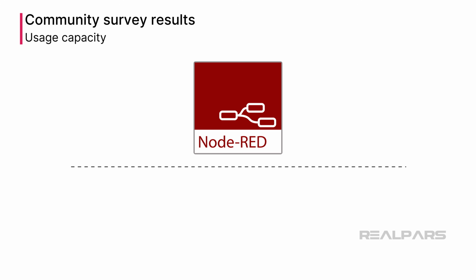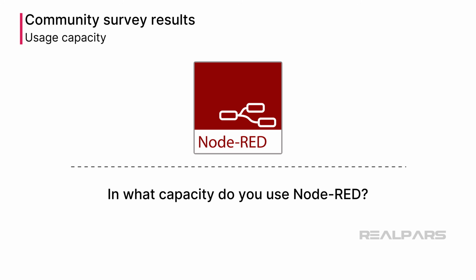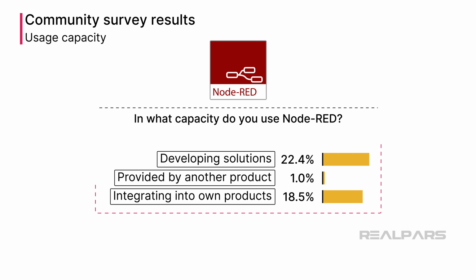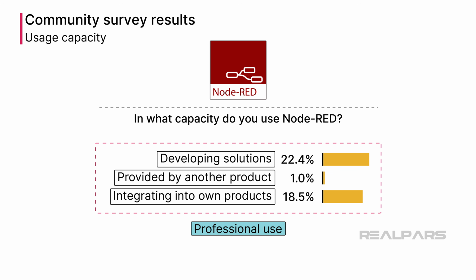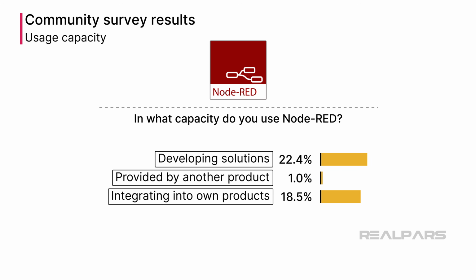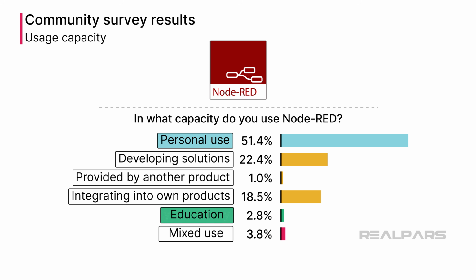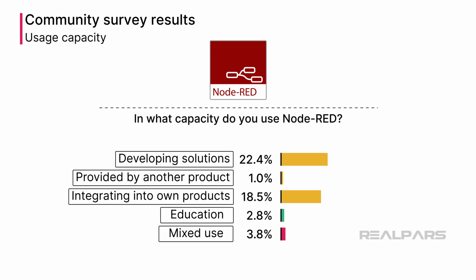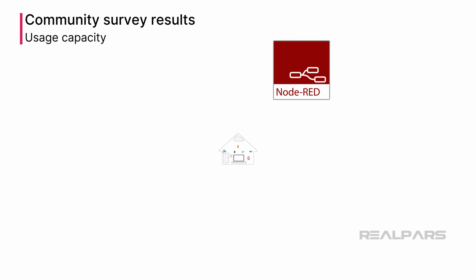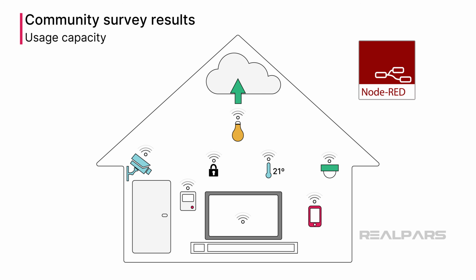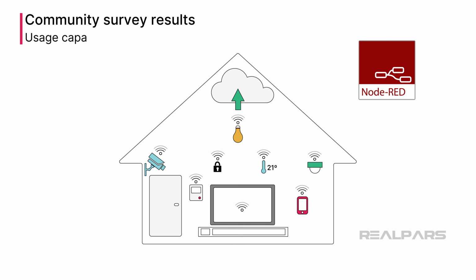The first question in the survey asked people what capacity they use Node-RED in. Just over 40% of people use Node-RED in a professional capacity. The remainder use Node-RED for personal and educational use. It may seem surprising that more people use Node-RED for personal than professional use, but Node-RED is very popular for home automation, since it makes it easy to connect various smart devices together.